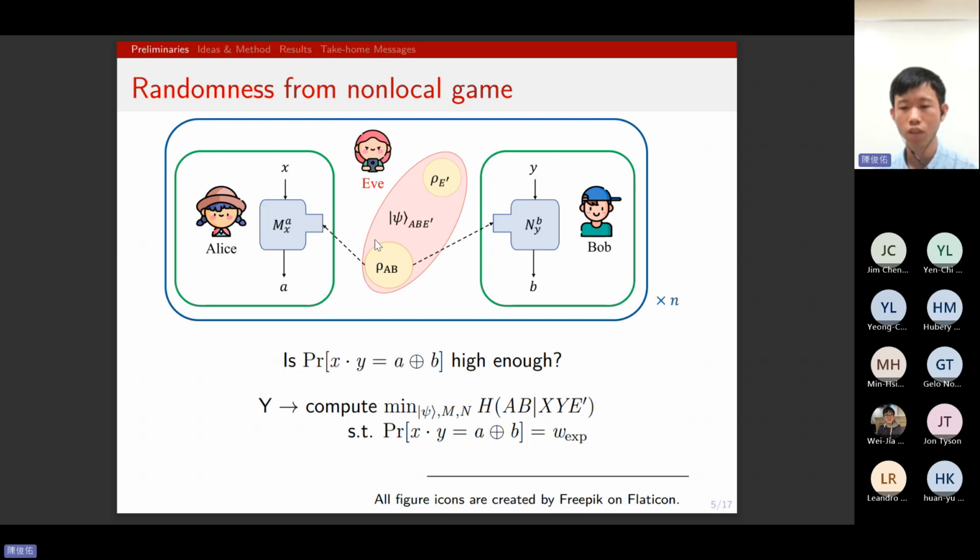And also, since we have the data from the experiment, like the winning probability observed in the experiment, we need to enforce this constraint. The probability generated by the state and the measurement needs to be equal to the experimental observation.